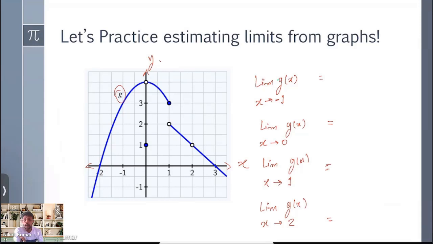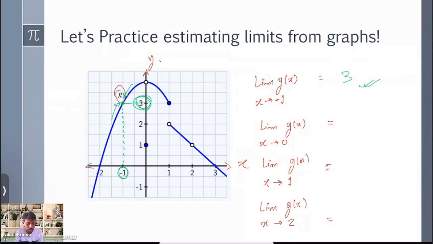Okay, I hope you have attempted these 4 questions. Let's try to figure out the values. When x approaches -1, there are 2 ways to approach -1, from the left side and from the right side. If you're approaching it from either side, you're going to get the same value, and that value is this. So the limit of this function at x equal to -1 is 3.